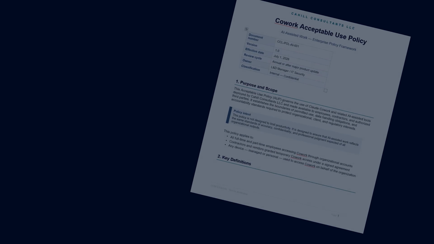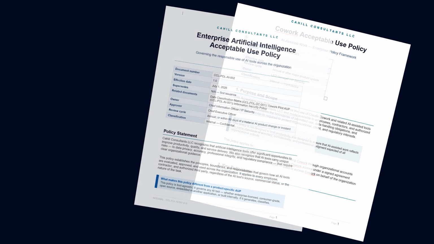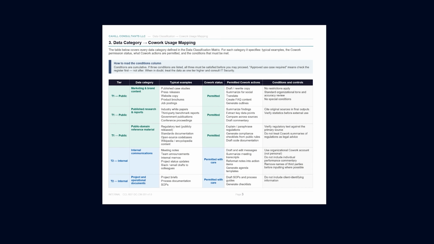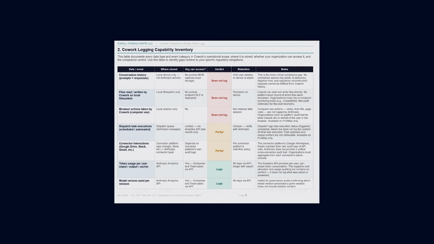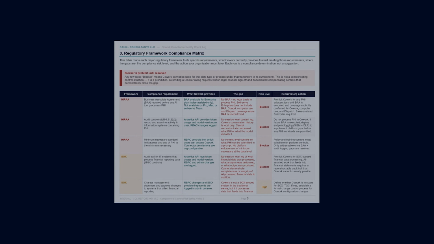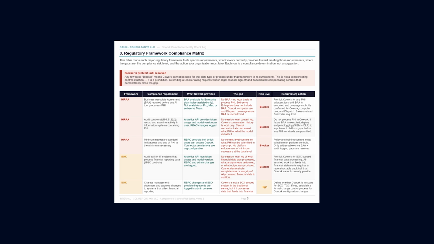We'll walk through the components of a pilot phase AUP, which is structurally different from a general AI acceptable use policy. We'll address the data classification matrix and how it maps organizational data categories to permitted Cowork usage. And we'll cover what I'm calling the compliance reality check: what Cowork does and does not currently log, and what that means for any pilot subject to SOC2, HIPAA, GDPR, or equivalent regulatory frameworks.